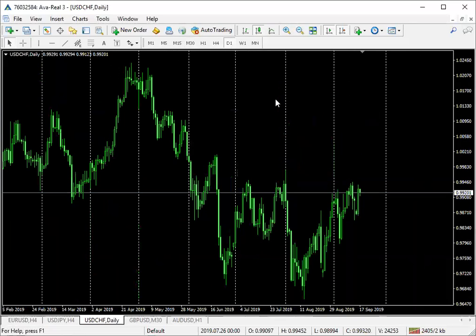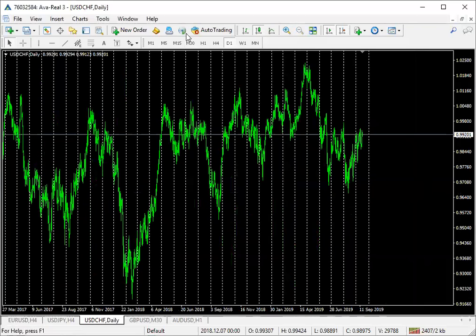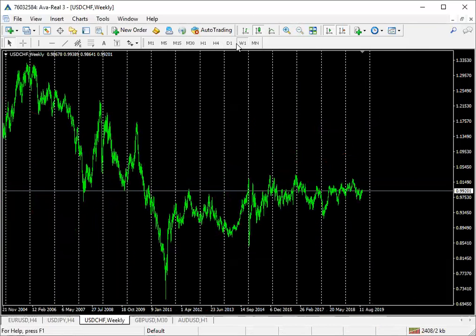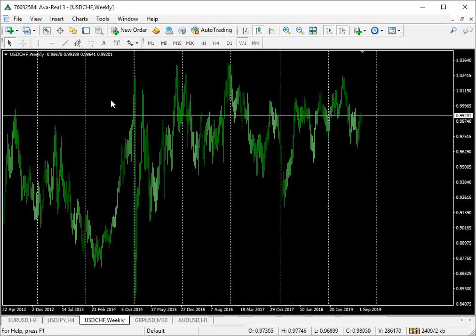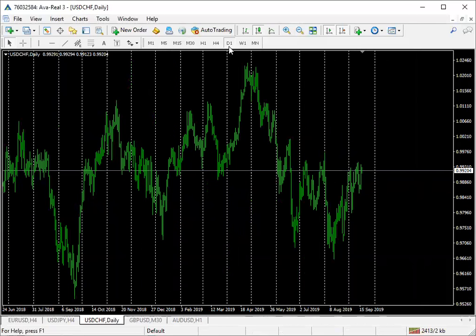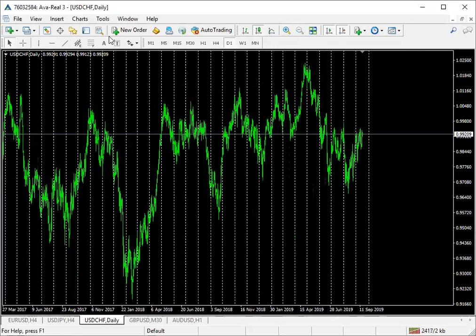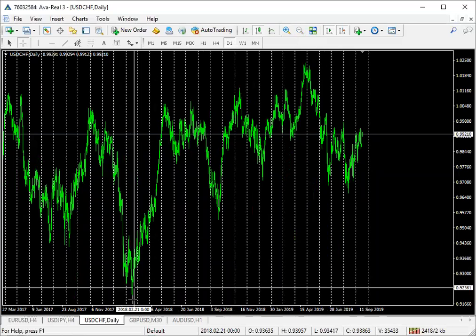Okay, USD CHF. If you're looking at the dollar franc, you can see what the market has been doing here. We have been in ranging mode. The market has been ranging sideways. However, this is a pretty big range. This is certainly a big range.